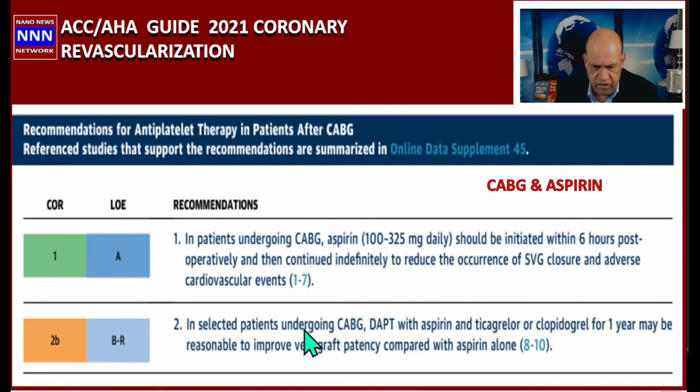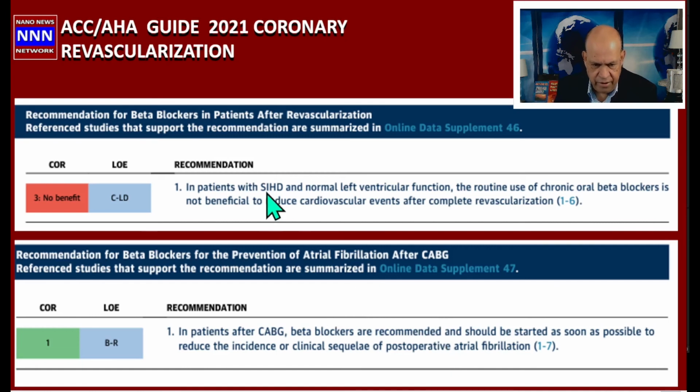In select patients undergoing coronary artery bypass surgery, dual antiplatelet therapy with aspirin and ticagrelor or clopidogrel for 1 year may be reasonable to improve graft patency. This is like a class 2B indication based on some randomized trials. Okay, we are coming to the end, so let's see.